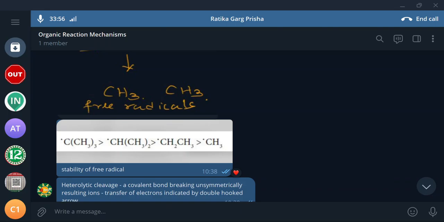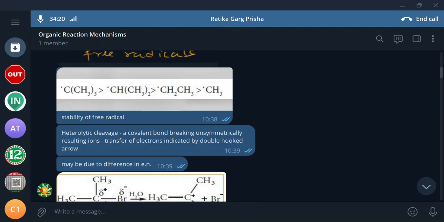So when you analyze the stability of the free radicals of different alkyl groups, the tertiary is the most stable one because of the bulkiness; it can achieve a comfortable geometry. And this is less stable, and this is less stable, and this is the least stable, right? Now, let me move to heterolytic cleavage.